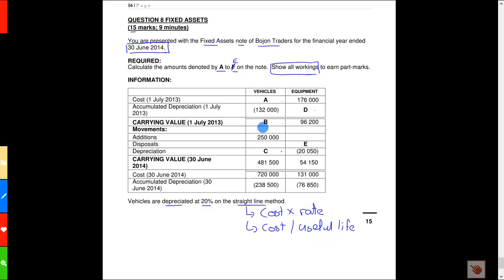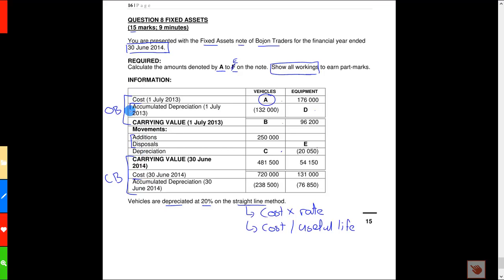So now we're given these figures and we know that we have to start with figure A. It's important to understand the note. You need to know that these values here are basically my opening balance, I'm just going to write OB for opening balance, and these values here are my closing balance. The difference between the opening balance cost and the closing balance cost is any additions or disposals that you would have made during the year.